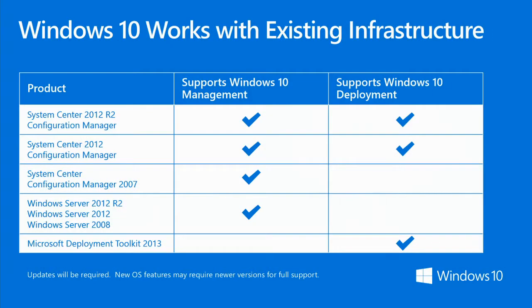So let's talk a little bit more about existing infrastructure. How many of you are using Config Manager today? That is impressive. That's almost the whole room. So if you're going to deploy Windows 10, you need to run some supported version of Config Manager. Doesn't matter which one. Config Manager 2007 will be able to manage Windows 10, probably with a hotfix. Config Manager 2012 will manage and deploy Windows 10. It will require a service pack, which you saw announced this week.